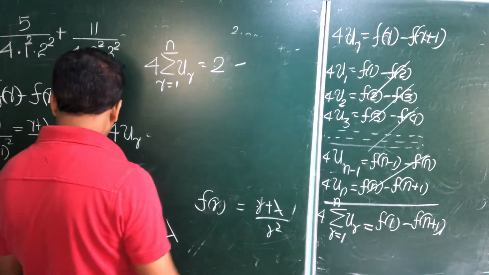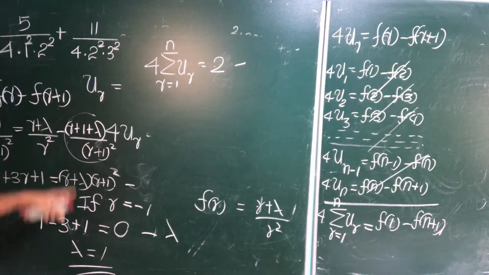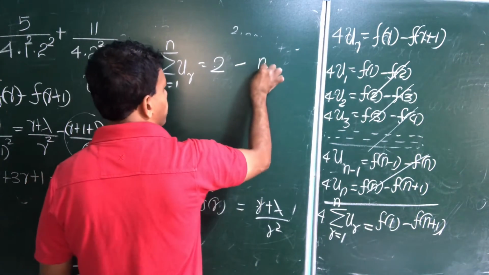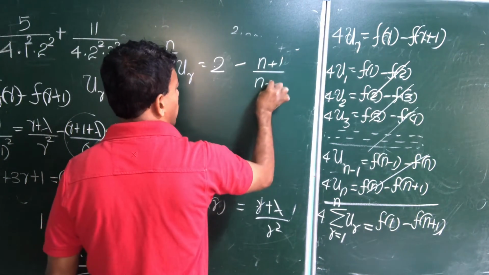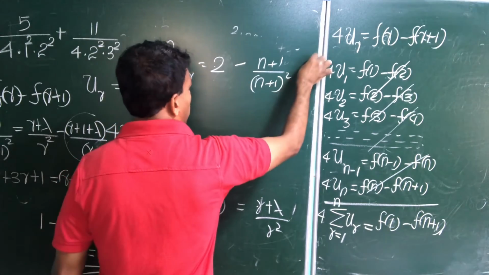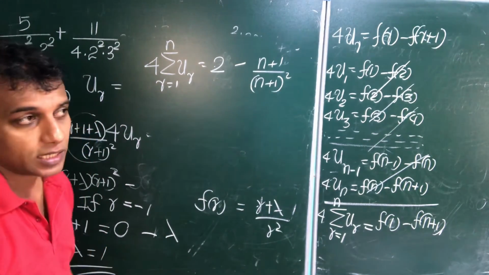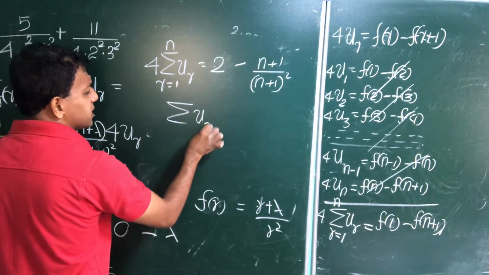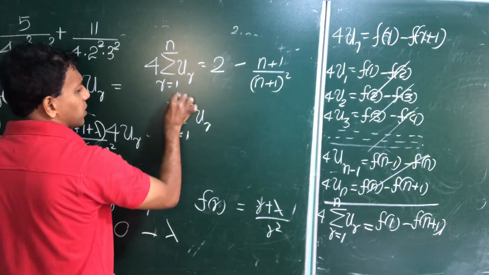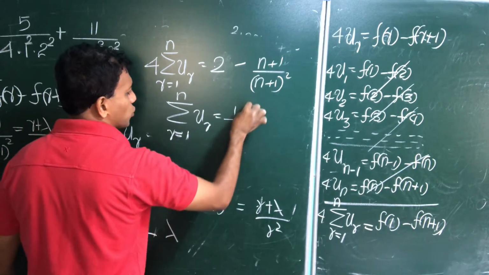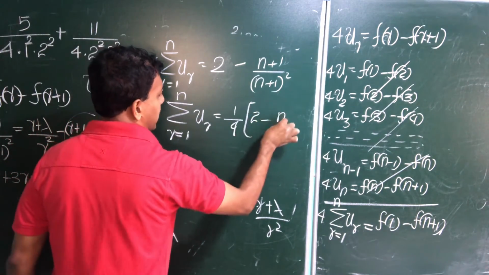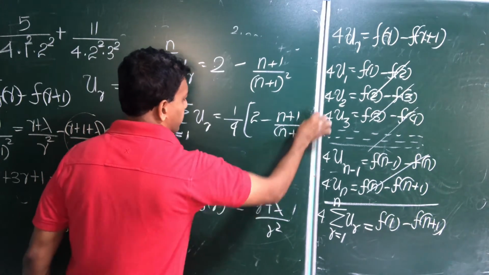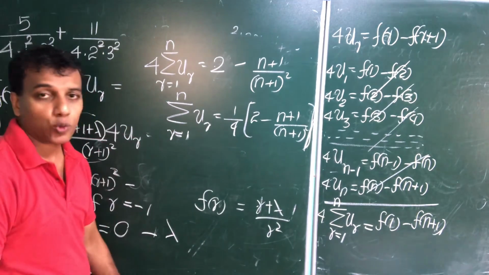What is f of n plus 1? You know the f of r plus 1? Put r for n plus 1. That becomes n plus 2 over n plus 1 all things square, is it? Okay, this is the ur answer. 4 times ur. Therefore, sigma ur, r equal 1 to n, is 1/4 into 2 minus n plus 2 over n plus 1 all things square, right? That is the final sigma UR.